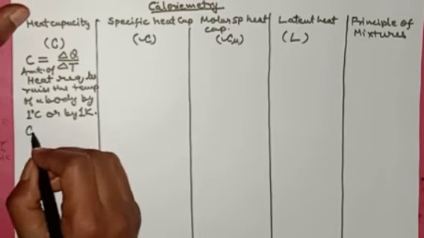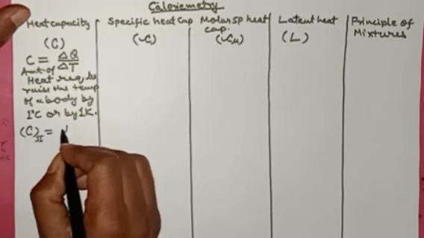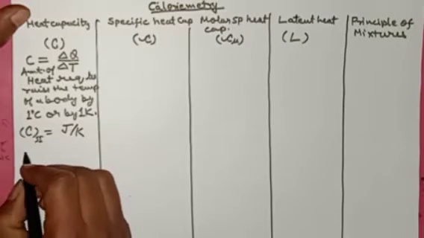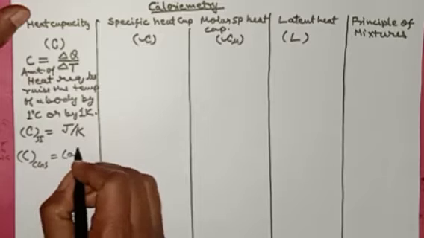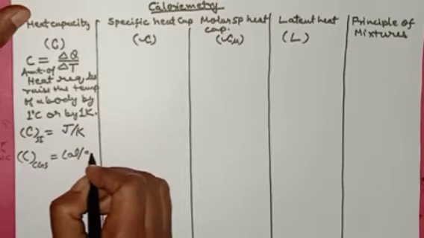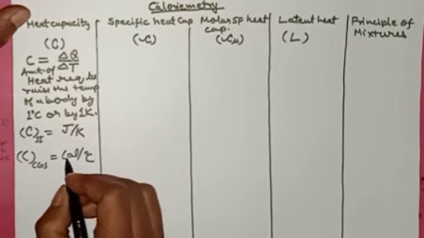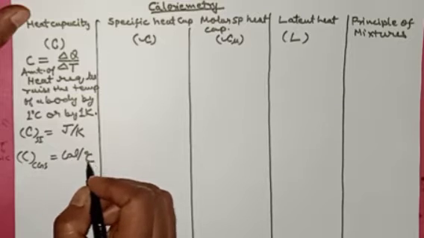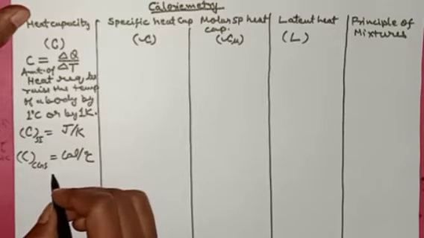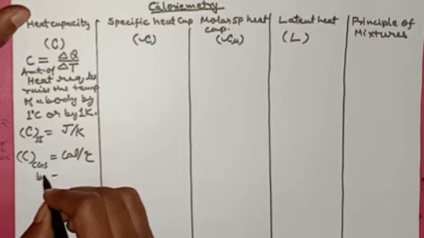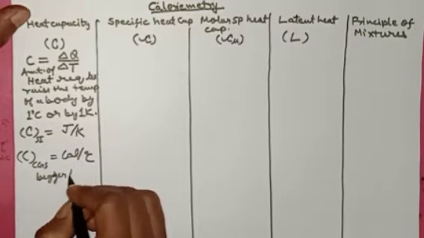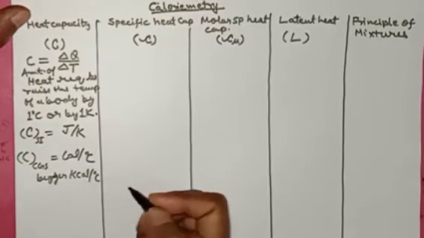So its SI unit is joule per Kelvin, and its traditional unit, the CGS unit, not erg, is calorie per degree Celsius. This is most commonly used with Celsius. It can be with Kelvin also, no problem with that. And also there is a bigger unit which is kilocalorie per degree Celsius.